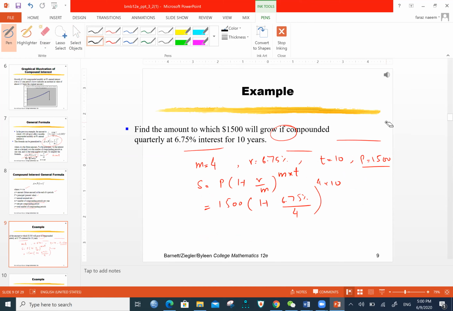if you read this example, find the amount to which $1,500 will grow if compounded quarterly. As I said, in these types of problems, it is very important to list down the information, what you have and what you need to calculate. Find the amount to which $1,500 will grow. We need to find S. We are given P, that P will grow compounded quarterly. M is 4, R is 6.75% and T is 10. We can simply substitute the values into the formula and we can get the answer.